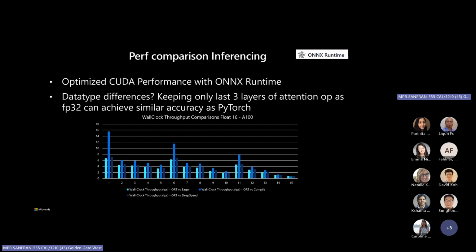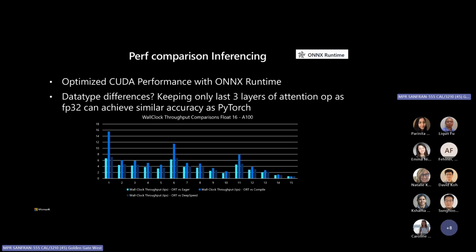Now, this is the performance comparison for the Phi2 model, and it compares ORT versus eager mode. The light blue one is ORT versus eager mode, then the dark blue is ORT versus Torch compile, and the third is ORT versus DeepSpeed, the purple one.